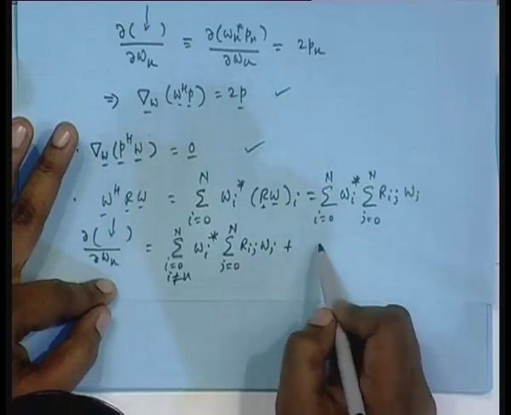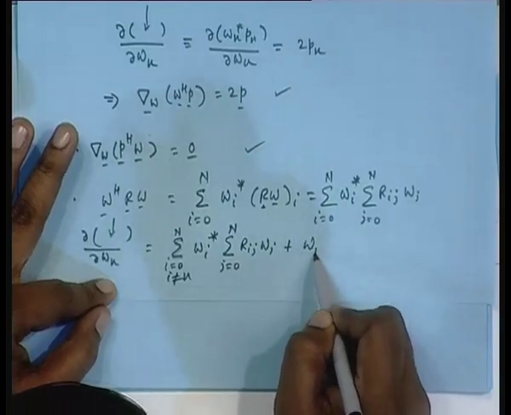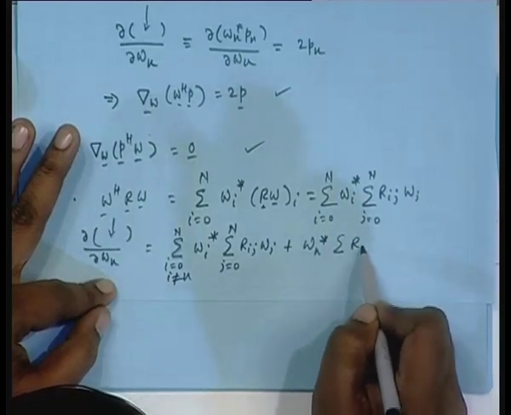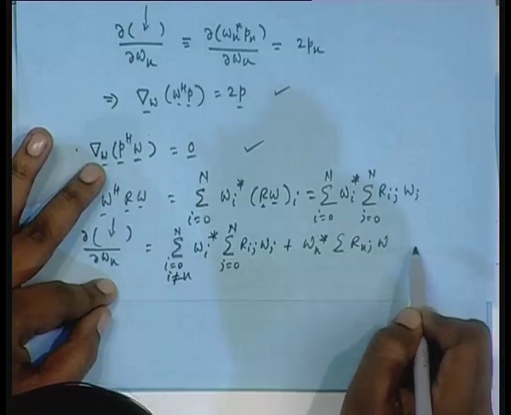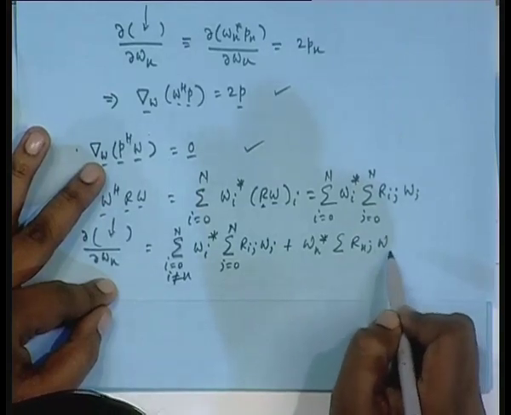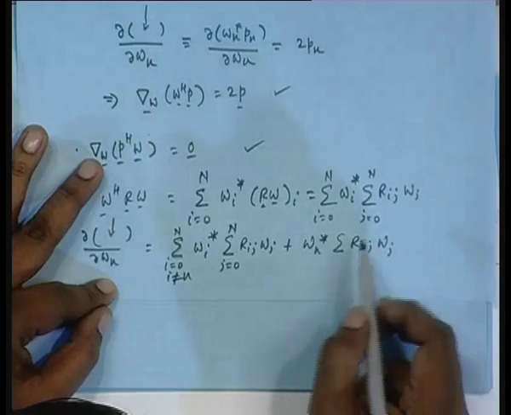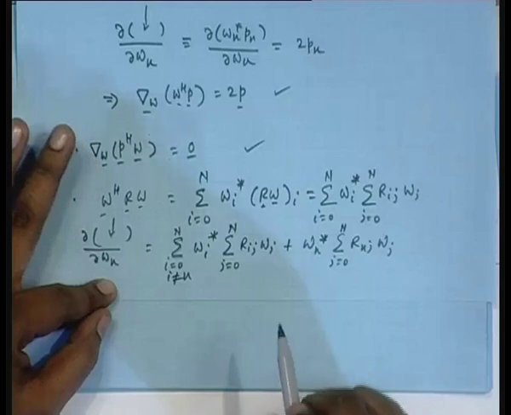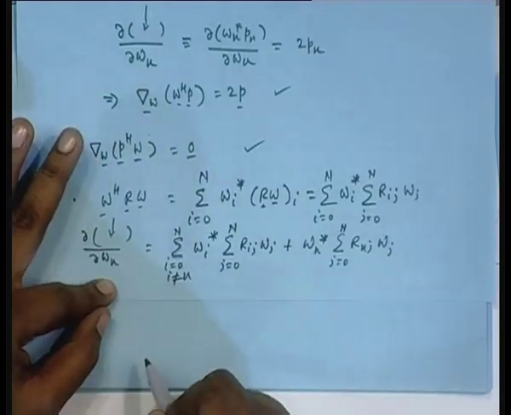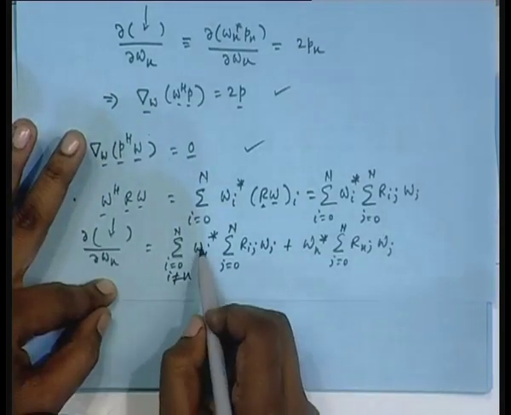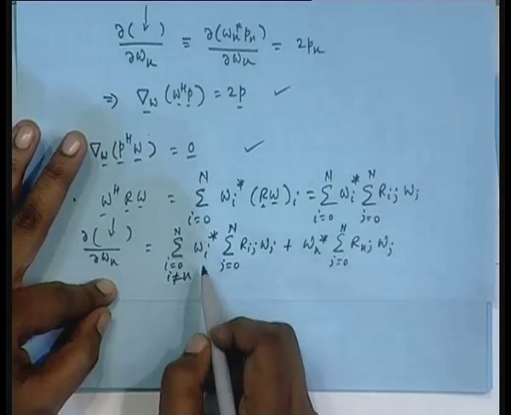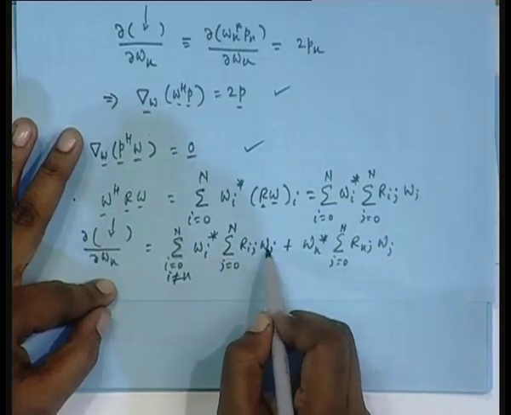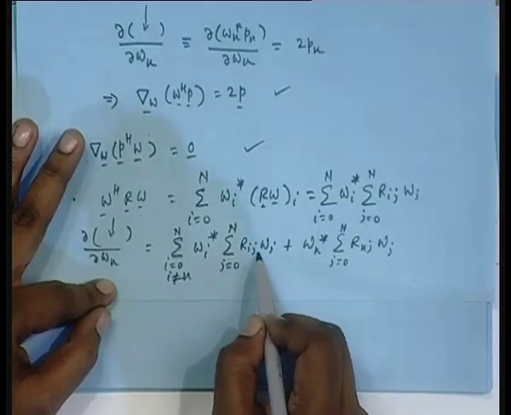And then the k, i equal to k case. I equal to k means Rkj wj. Okay, I have to differentiate this with respect to wk. So here wk does not occur, but for each wi star, there is a summation in which wk occurs when j equal to k. So that times I have Rik wk.